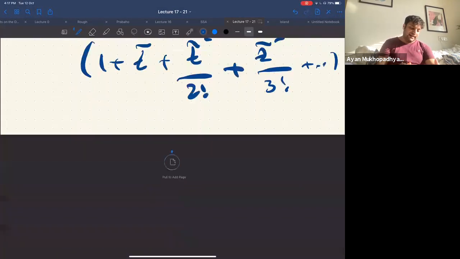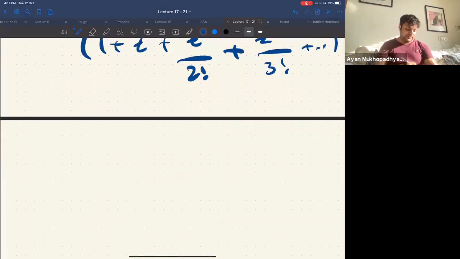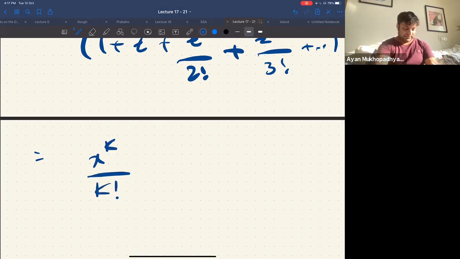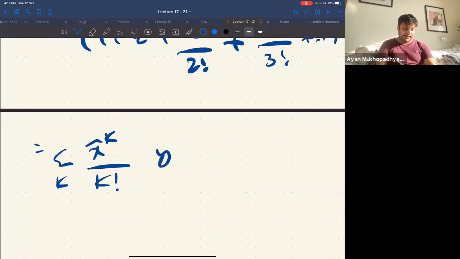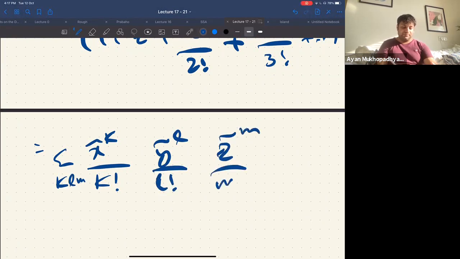So now let us look at any element of it. This would be basically X tilde to the power, say, k, but X tilde to the power k would come with k factorial. And then I will get Y tilde to the power l with l factorial, and then Z tilde to the power m with m factorial. That is what I will get.